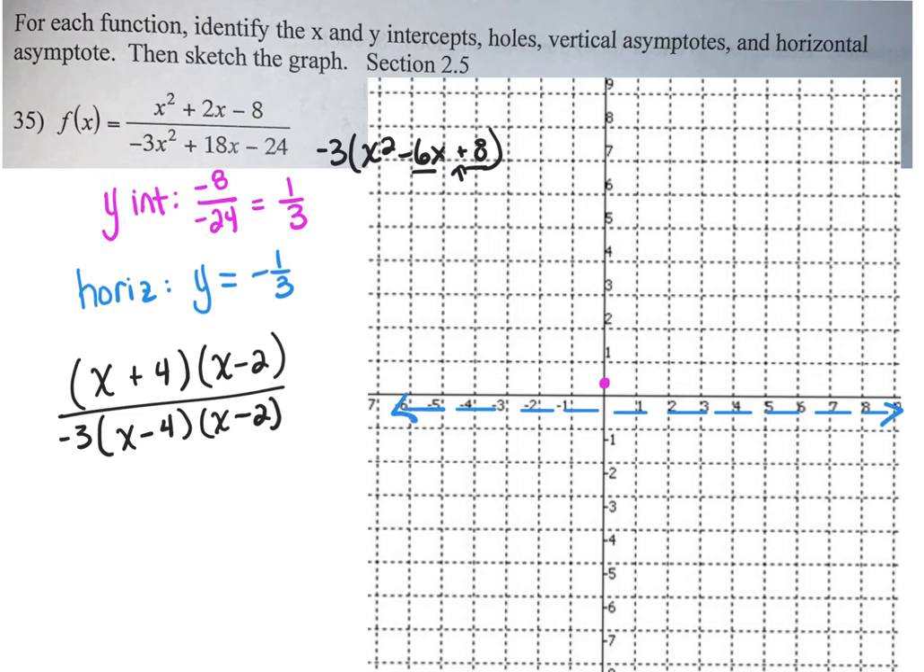All right, so at this point, I can look at my holes, my vertical asymptotes, and then at the end, I'm going to look at my x-intercepts, all right? If I look at my holes, that is what makes the denominator 0 and cancels. So these are the guys that cancel. So my hole is going to be at positive 2, what makes it 0. I'm going to have a hole at x equals 2.